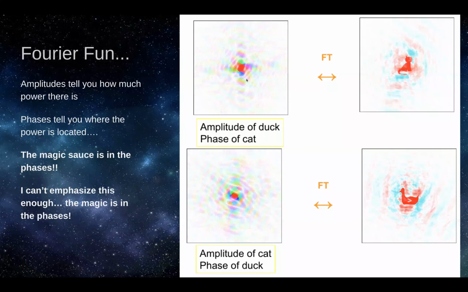And you can see here, on the left, you have the amplitude of the duck and the phases of the cat switched, right? In the top here, you have the phases of the cat and the amplitudes of the duck, and we get a cat back, albeit with a bit of noise. And on the bottom, you have the amplitudes of a cat and the phases of the duck. Right here, we Fourier transform it, and we get the duck back. This is really important to know, especially if you want to go more deeply into how this works. So the information is in the phases.